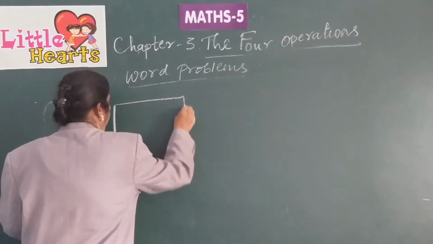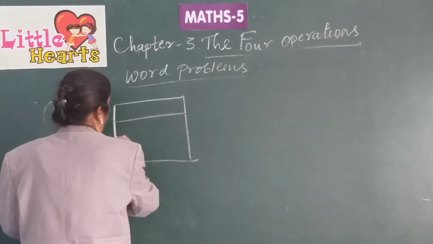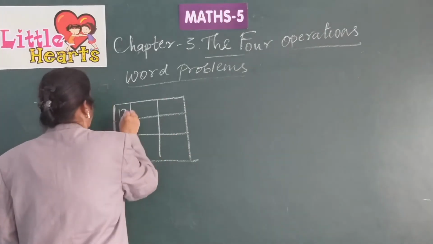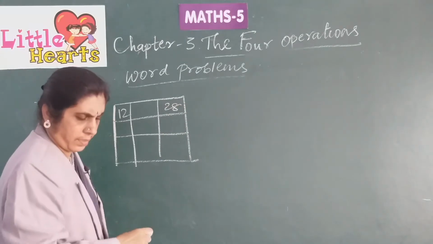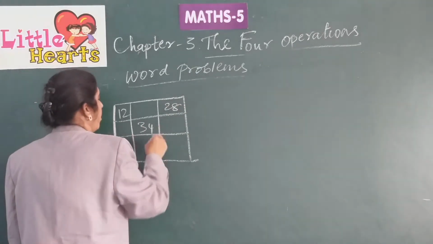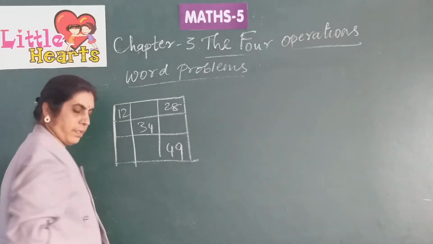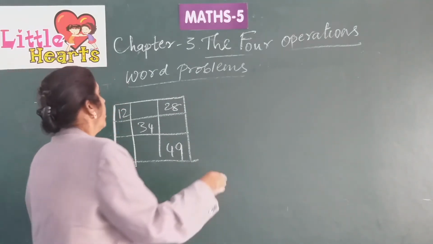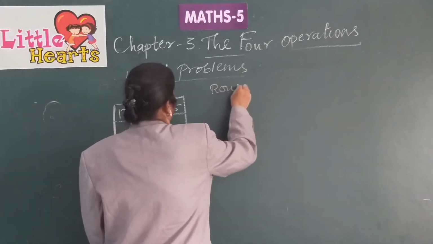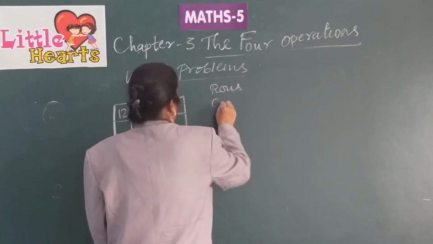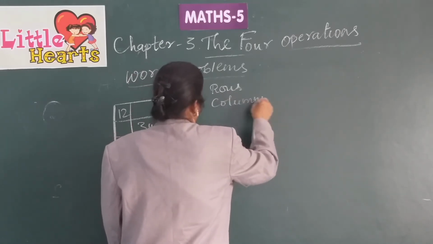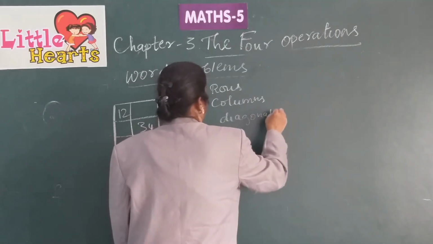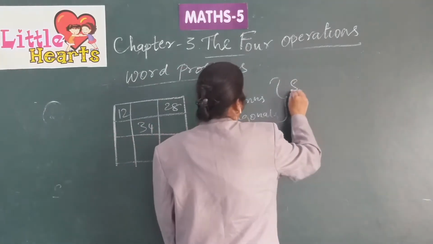Here is a magic square for you. 12, 28, 34, 49. So the rule is rows, columns, diagonals should get the same sum.